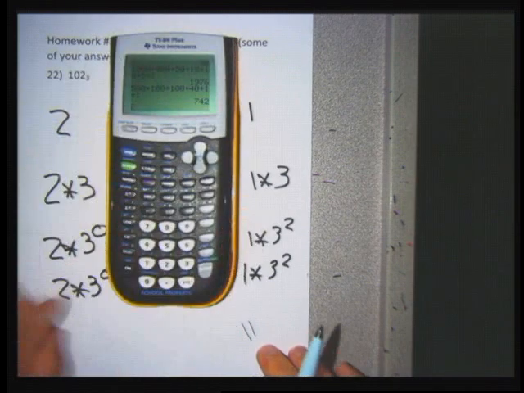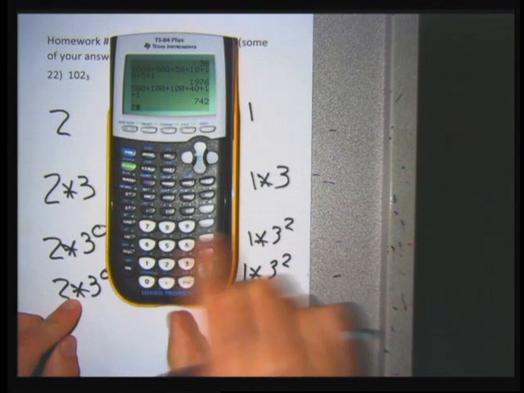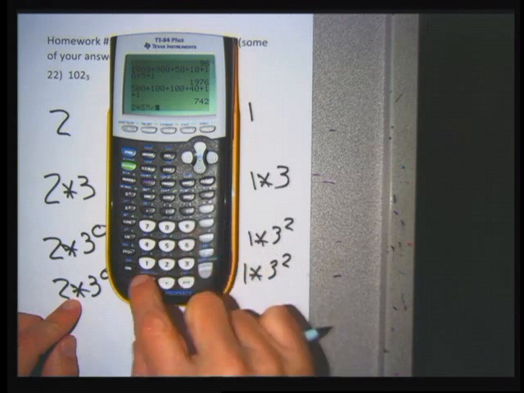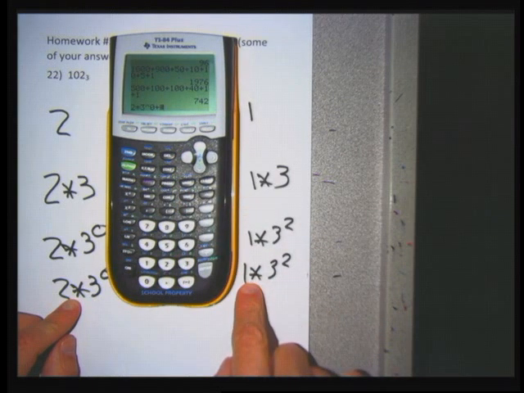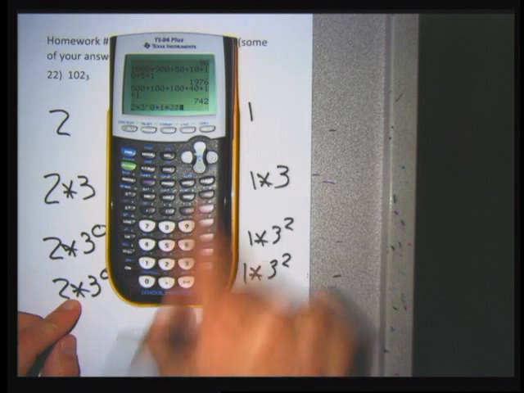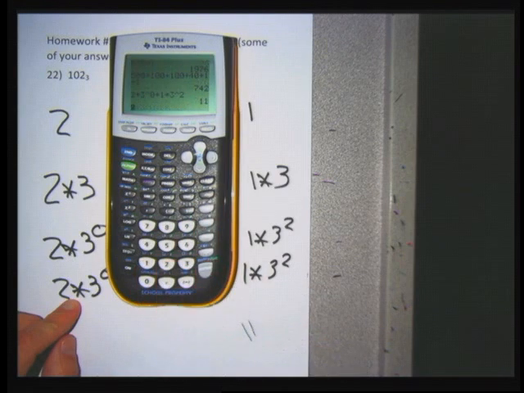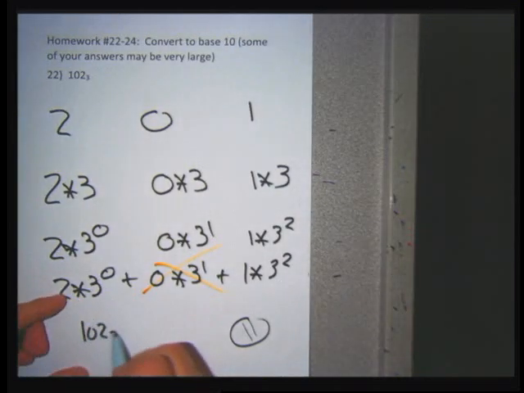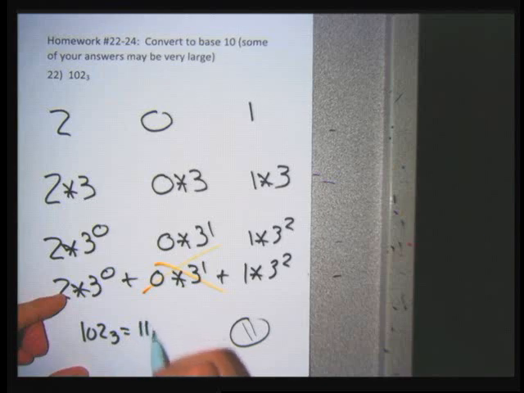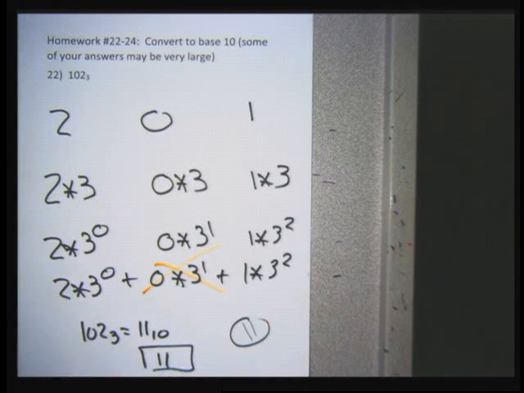And so now on my calculator, I'm just going to do this. 2 times 3 up arrow 0 plus 1 times 3 squared. You get 11. And that's exactly what this is equal to. So 102 base 3 is equal to 11 base 10. And for an answer, I don't write the base 10, I would just write 11 down. So 2 more going the easy direction.